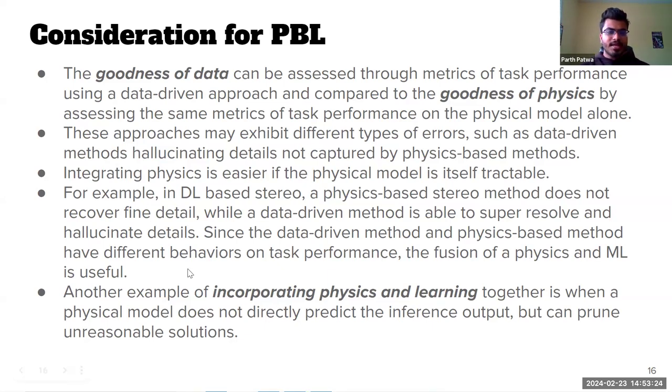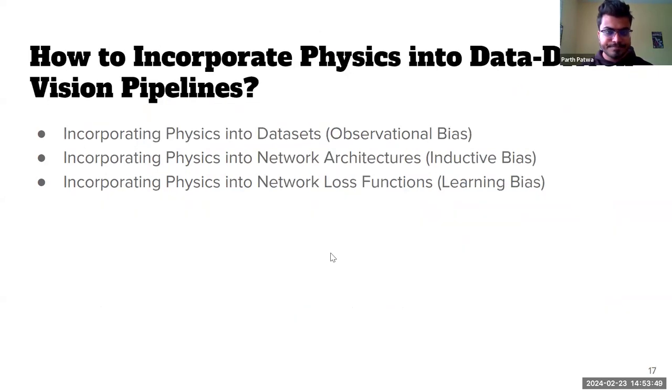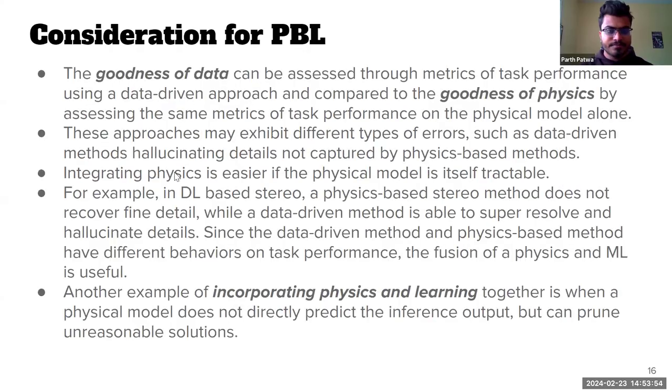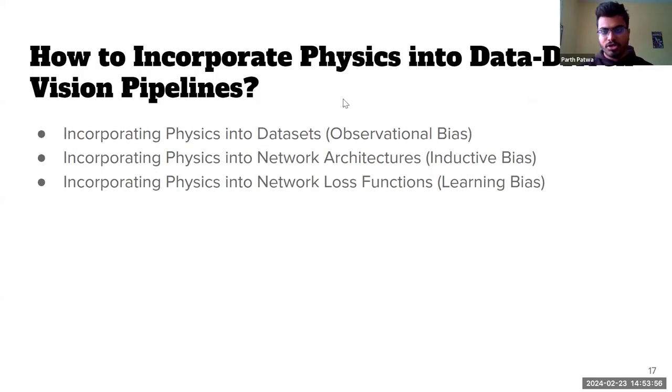Another case is where we incorporate physics to prune some unreasonable solutions. Here we know that it is possible, but the other thing to think of is how easy it is to integrate. If we are using some loss function from physics, for most neural networks it should be differentiable to have stable training. Now, assuming that we want to incorporate physics in our pipelines.